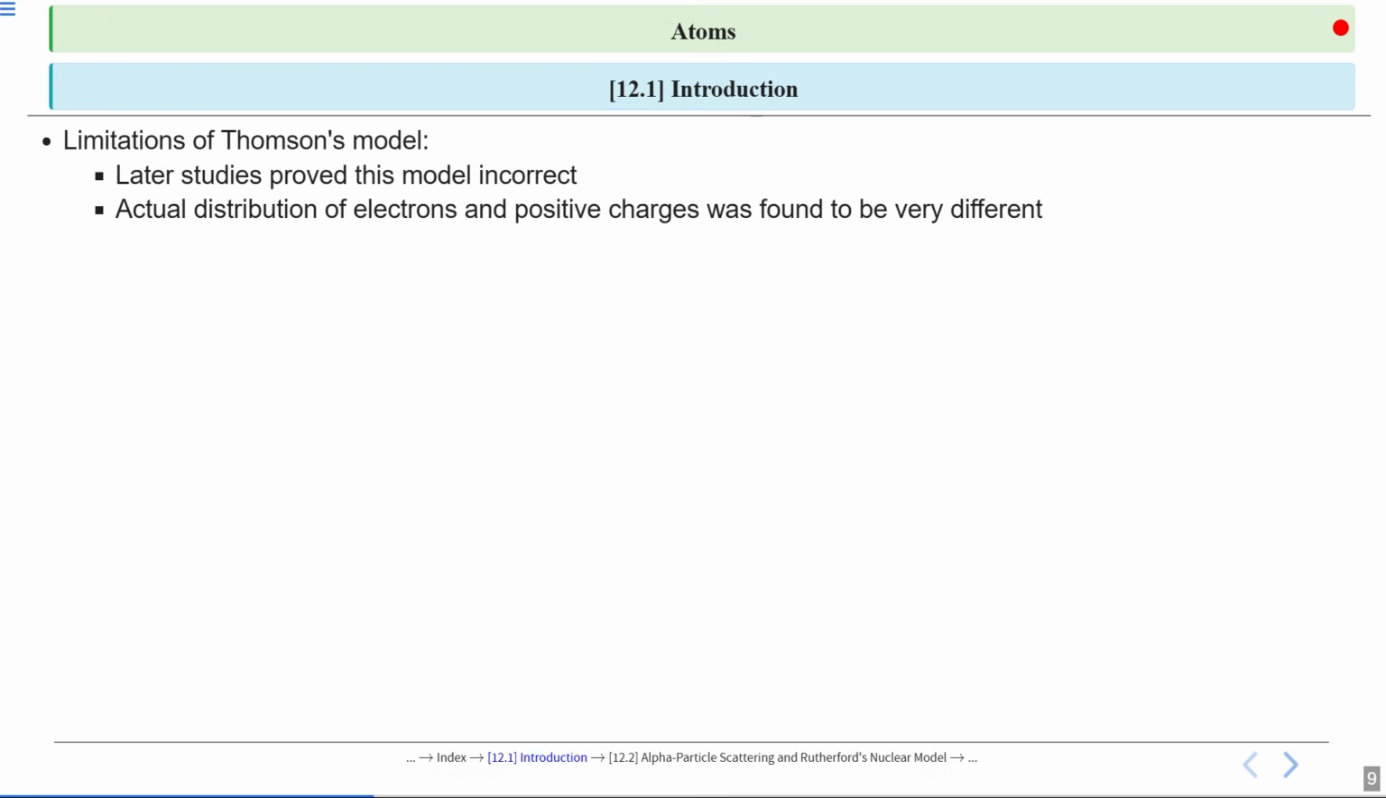So the real distribution of electrons and positive charges was very different from what Thomson proposed. Instead of being mixed together, electrons are found in specific regions around a small dense positively charged nucleus.